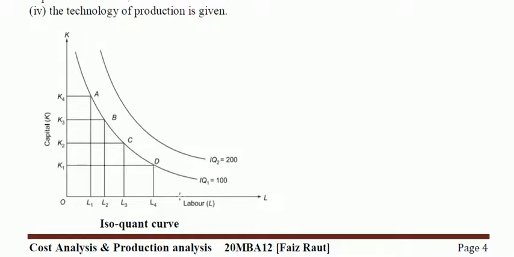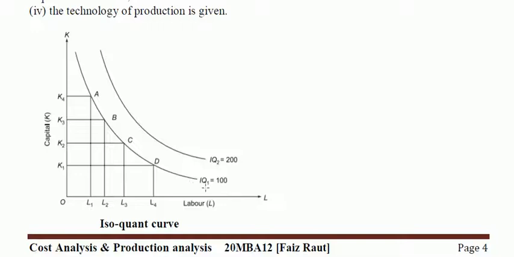So if I join A, B, C, D, then I get this kind of curve. On this curve, whatever output I'm getting is equal, which is 100. So production at D is 100, at C is 100, at B is 100, and at A is 100. In all four cases, I'm getting equal production. So we call this the equal production curve, or equal quantity curve, or isoquant curve, and the production we are getting is 100.